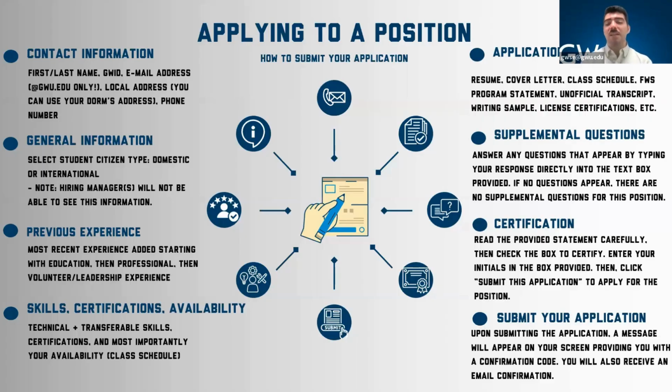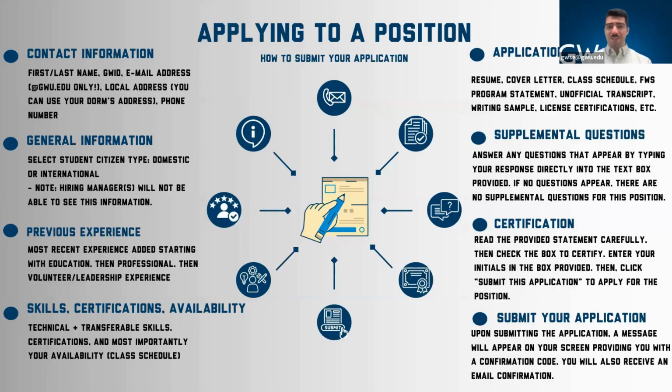So read the provided statement carefully when you're trying to submit your application, and then there's going to be a checkbox to verify and certify. Then you would enter your initials in the box provided, then you would click submit this application to apply for the position. And then you would submit your application. Upon submitting the application, a message will appear on your screen providing you with a confirmation code, and you will also receive an email confirmation.